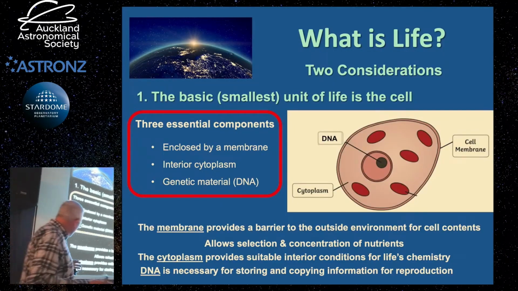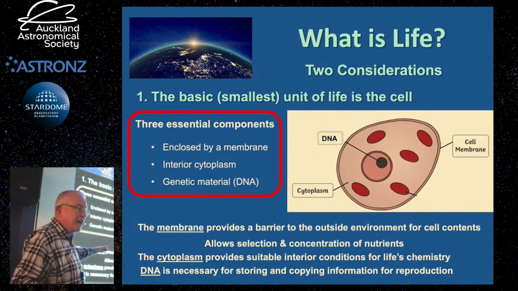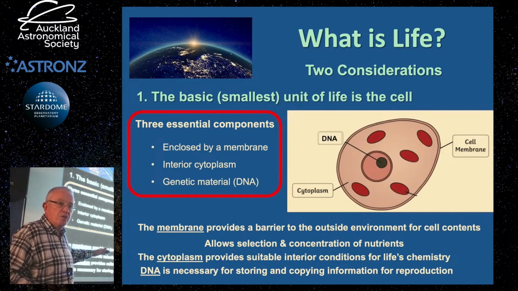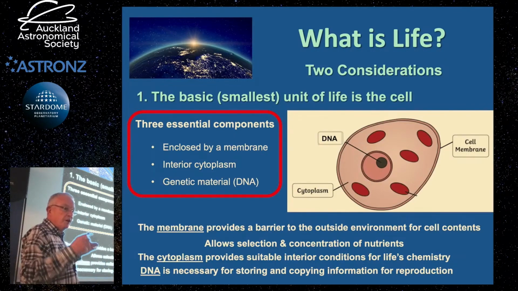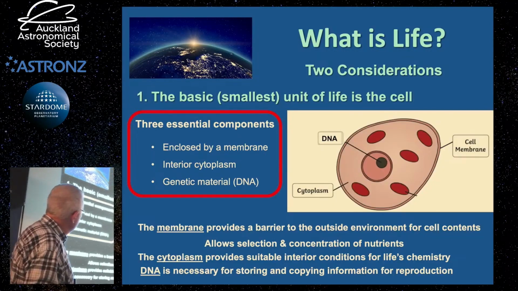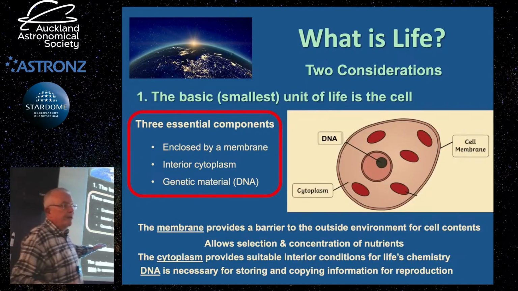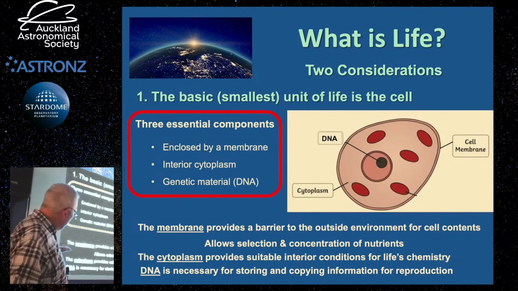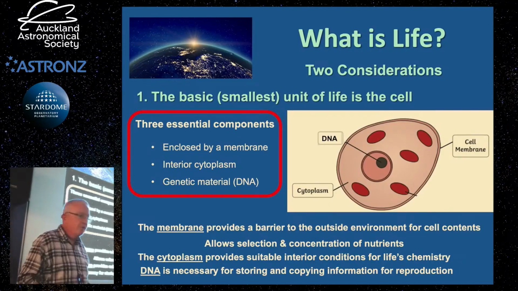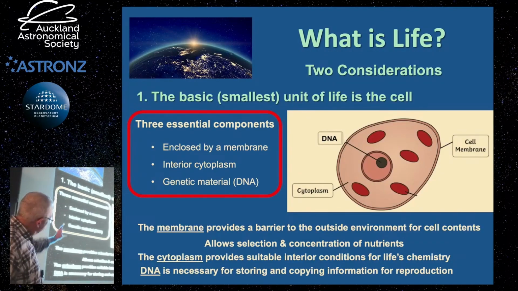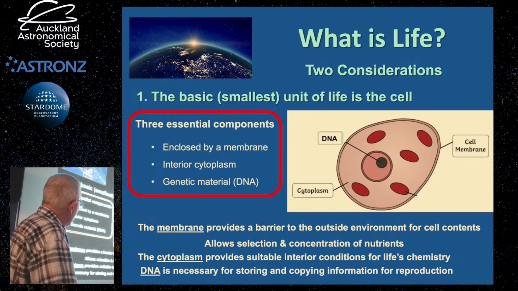Then you've got the inner cytoplasm, and that provides a nice, stable interior condition for the important chemistry of life. Once again, you take that for granted, but there's a lot of complex chemistry that has to go on, that has to have the right conditions. The cytoplasm is able to provide that because of the membrane. And then you need DNA. As you're about to learn, an important part of life is reproduction. DNA is necessary for storing and copying all the information that you need for reproduction, growth, and to survive. So that's a really important concept. All life needs a cell. That's the atom, if you will, of life.